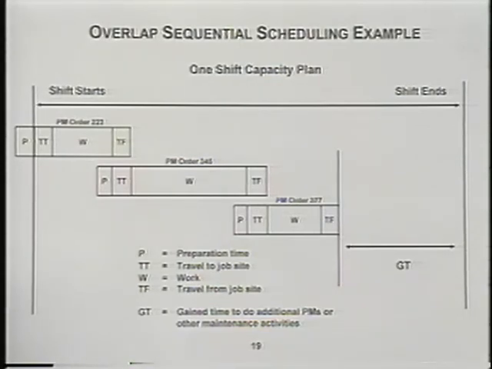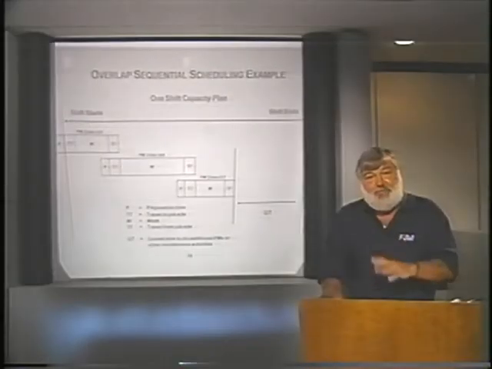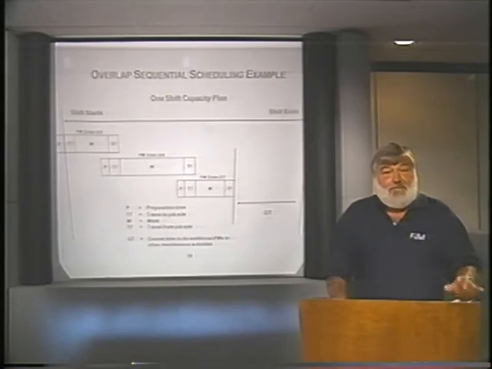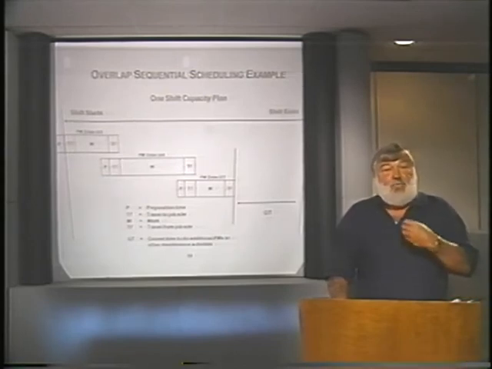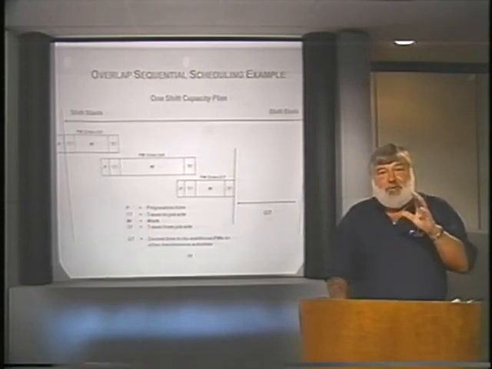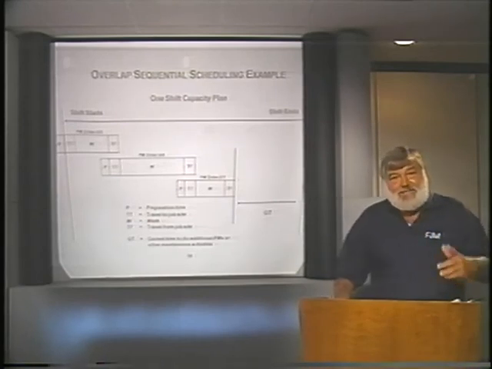What do you think we're going to do with that time? Why not put a fourth work order in there? Schedule a fourth work order through overlap sequential scheduling. Now, you're not going to find, to the best of my knowledge, this type of an application in any textbook, and it's really not instituted in many, many companies. That's something, like I said, we've developed, we've helped companies implement, and I guarantee if you do this, you're going to generate more earned time with actually fewer hours going into the job. And that's the key.